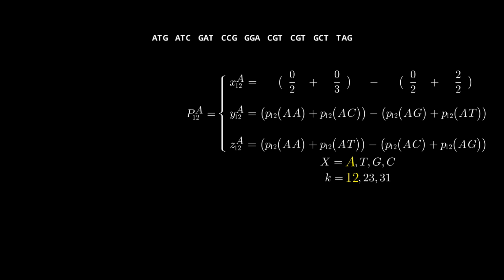We already know that P sub 1 2 AA is equal to 0 over 2. P sub 1 2 AG is 0 over 3. P sub 1 2 AC is equal to 0 over 2. And P sub 1 2 AT is 2 over 2. So we can just fill in our variables and simplify the equations.